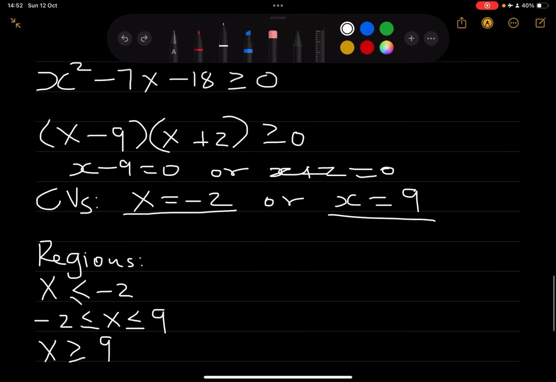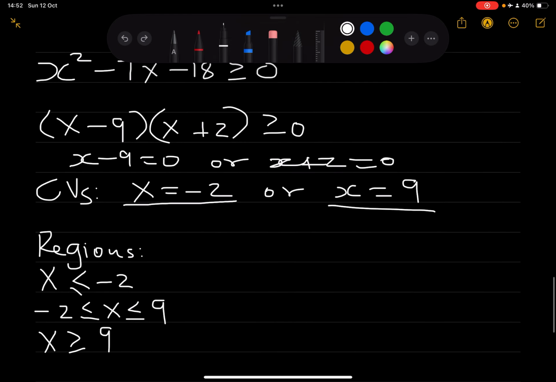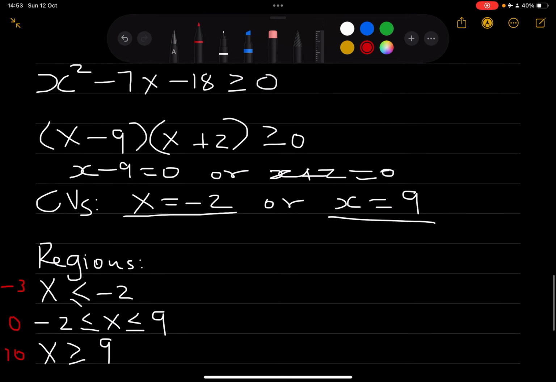So what we're going to do is this. We pick numbers in each region. For example, for x less than minus 2, I'll pick negative 3 there, and then here I'll pick 0. You can pick any number as long as it's less than negative 2, for example negative 5, because x less than negative 2 is any value that is less than negative 2. Doesn't matter which one you pick. For x bigger than 9, I'll pick 10. Obviously, you're using a pencil here, guys. You haven't decided.